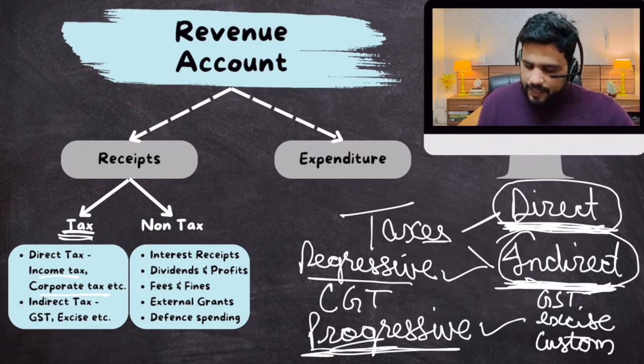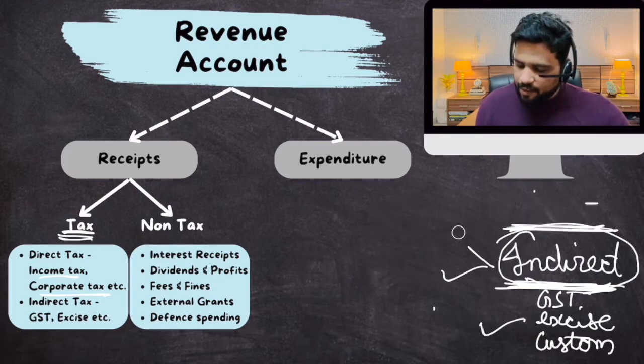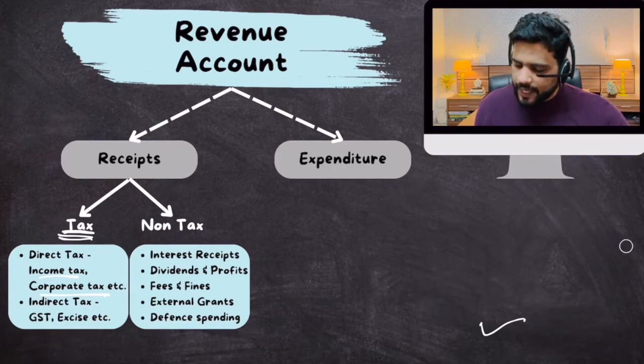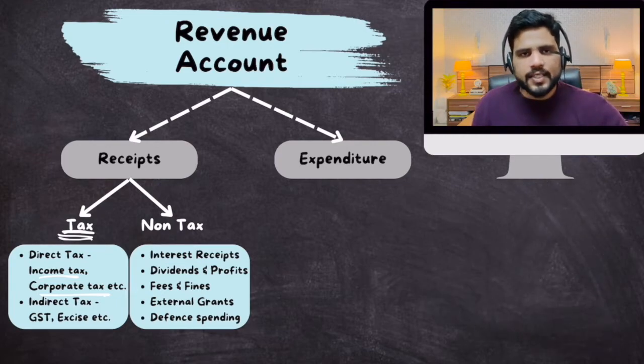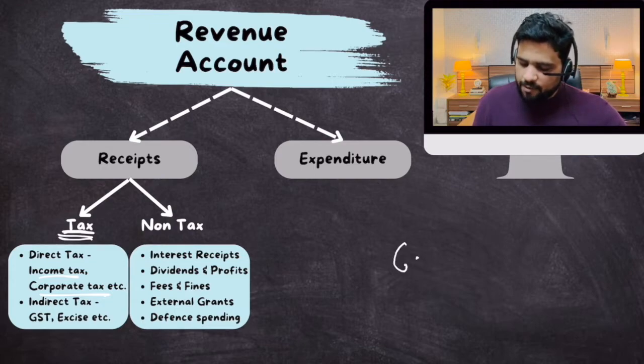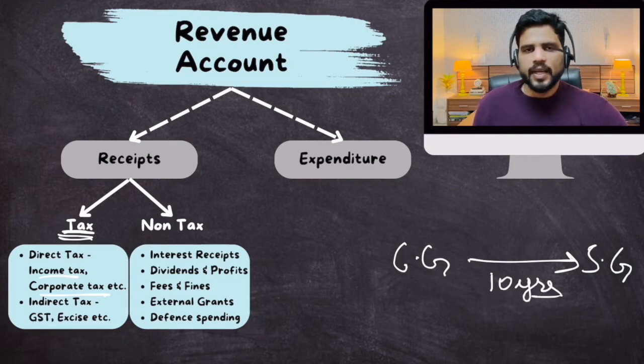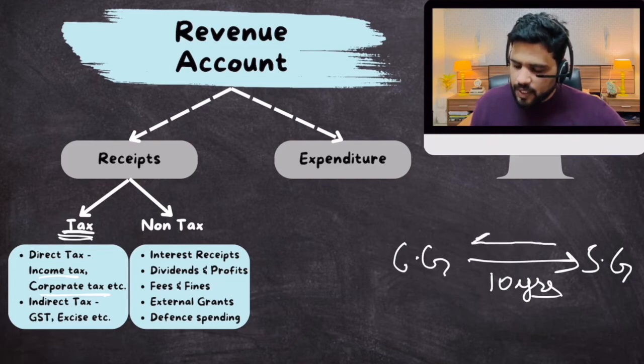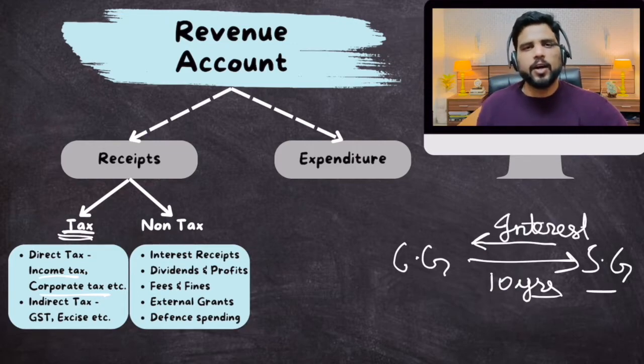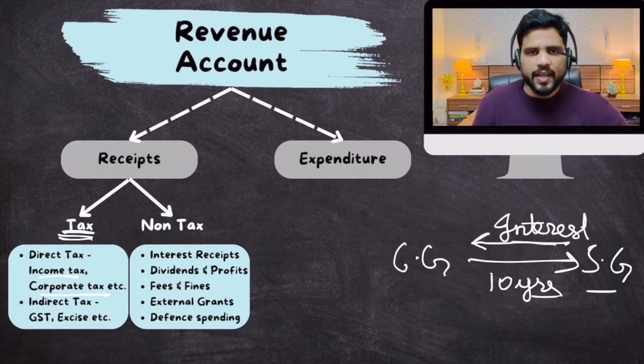Then there is some form of revenue collected by the government which is classified as non-tax revenue. So what are the examples? Let's suppose the central government has given a loan to a state government. Now, this loan is for a period of 10 years, but every year the state government pays interest on this loan, and after 10 years, it will return the entire loan amount back. Yes? So these interest payments received by the government are classified as non-tax revenue. Simple, because it is not a form of tax.